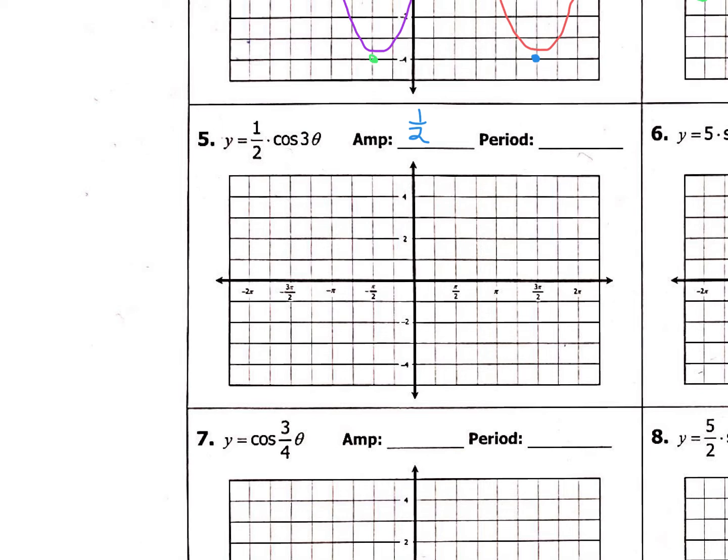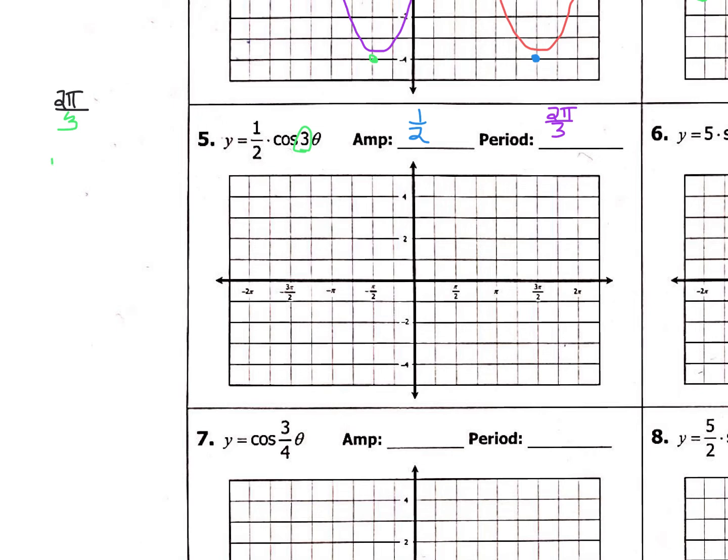To get our period change, we're going to take 2 pi and divide it by the number right here that's in front of theta. So we're going to divide it by 3. And so our period, we have nothing to reduce, is 2 pi over 3. I really dislike counting by thirds, so this is going to be fun. All right, so let's find our key points.